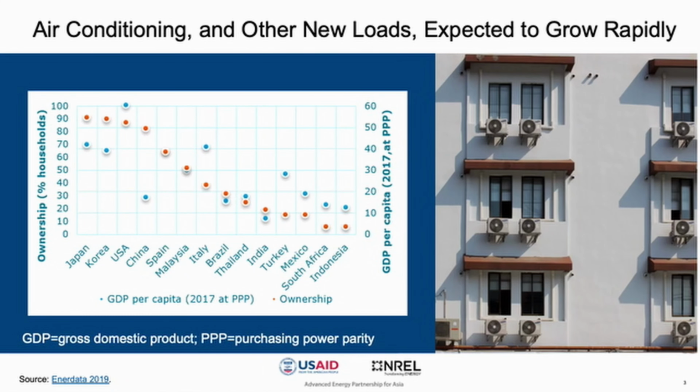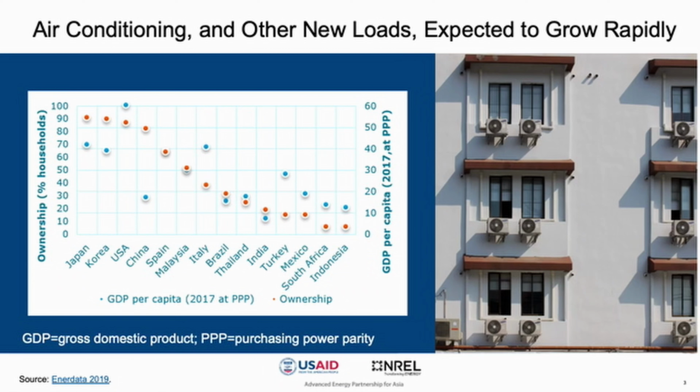Let's look at an example. This chart shows air conditioning ownership for a variety of countries based on per capita income. The red dots show the percentage of households that own air conditioning, and the blue dots show the gross domestic product per capita using purchasing power parity.